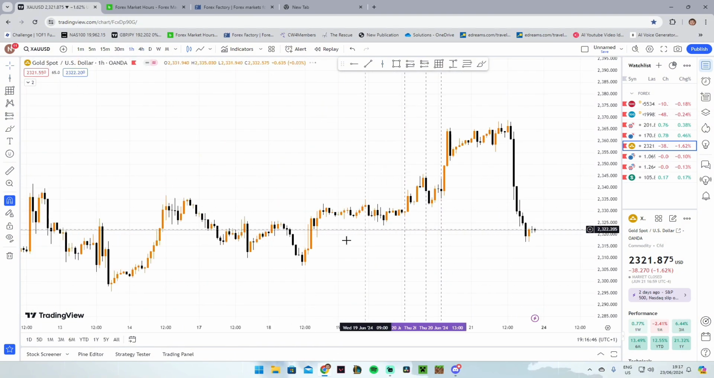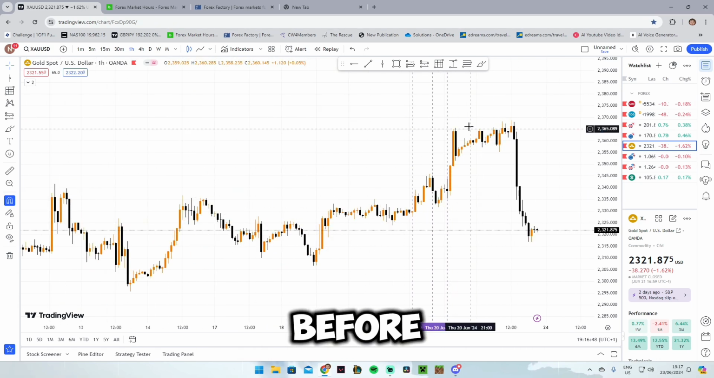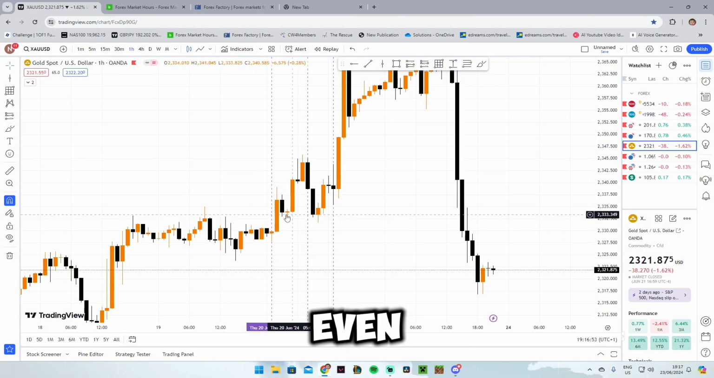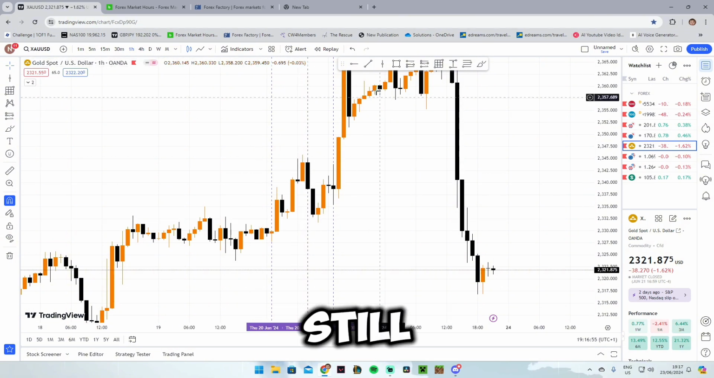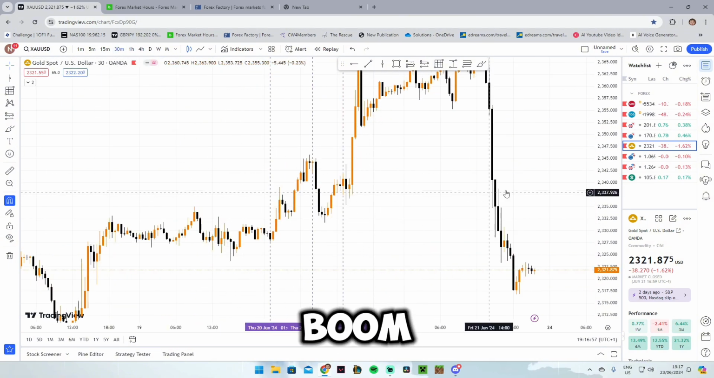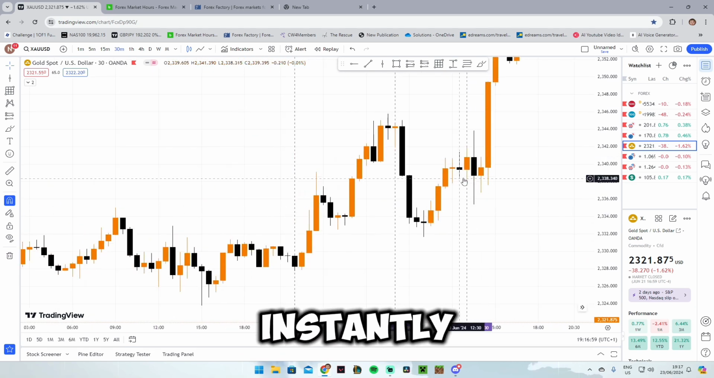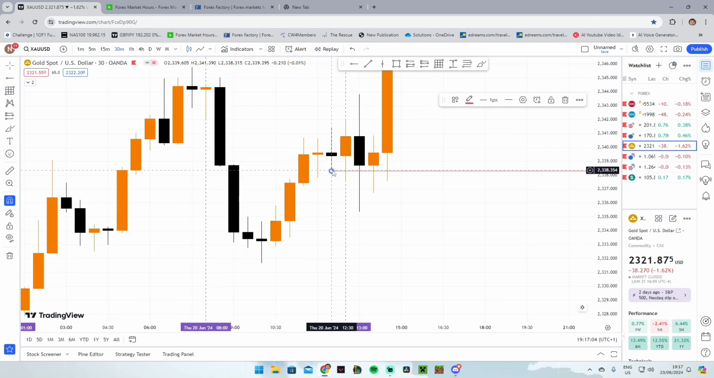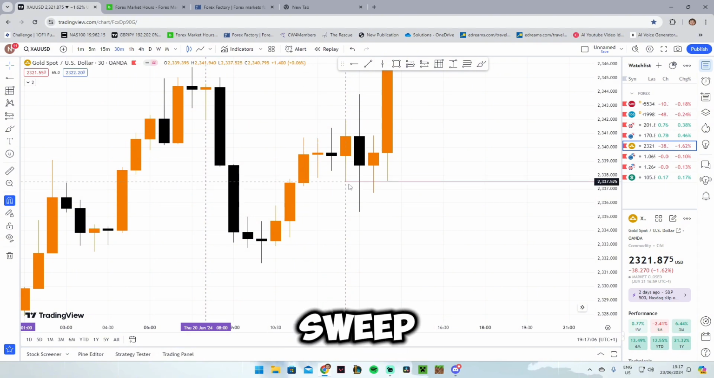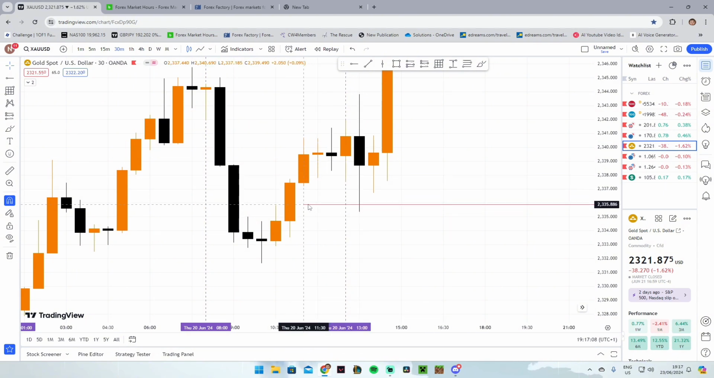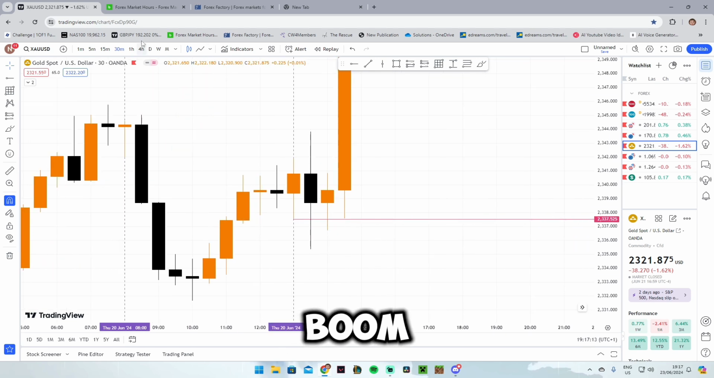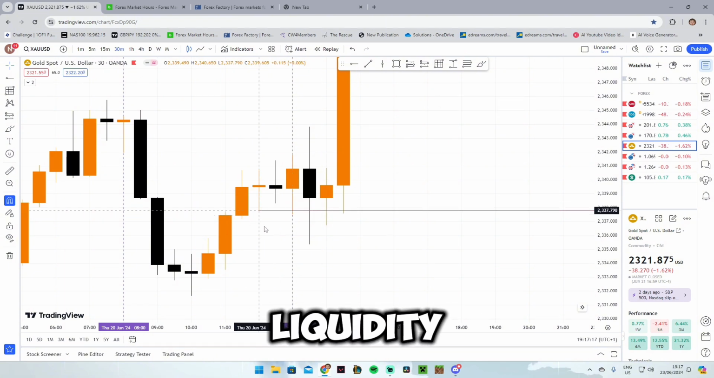Uptrend, uptrend before the New York Stock Exchange open up here. Uptrend. We don't even get a break. Oh, we actually do, but it's still uptrend. Here, 30-minute, boom. Instantly, market opens. Sweep, sweep, sweep, sweep, and into this we get sweeps here. Boom, boom. I said we didn't look for these sweeps. We would have got all this liquidity right here swept.